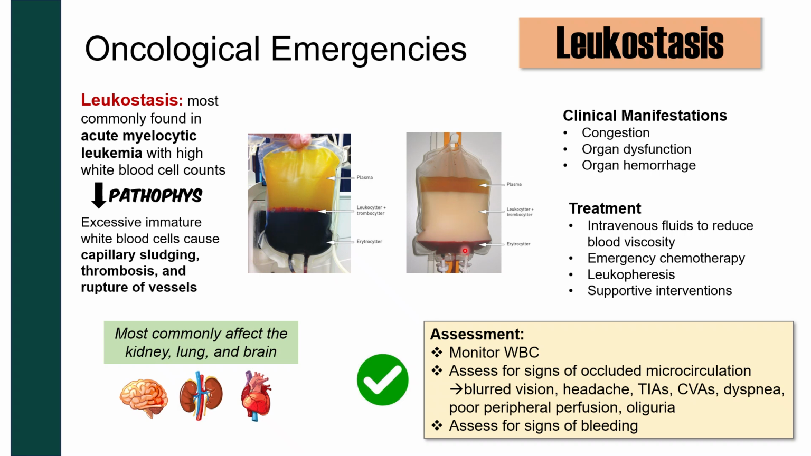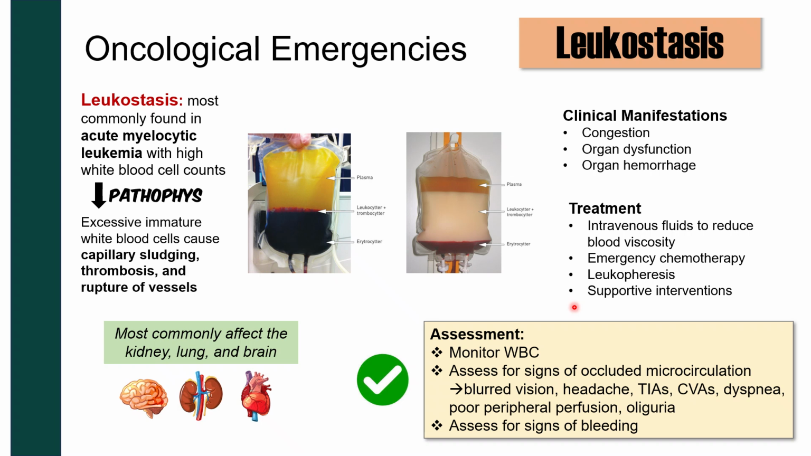On the right side, this is a patient that has leukostasis. Look at that huge layer of white blood cells. So you can imagine if that was inside of our body. With all of this extra viscous blood, this is going to most commonly affect the kidney, lungs, and brain. Patients are going to experience multi-organ dysfunction, bleeding from organs, so organ hemorrhage, congestion.